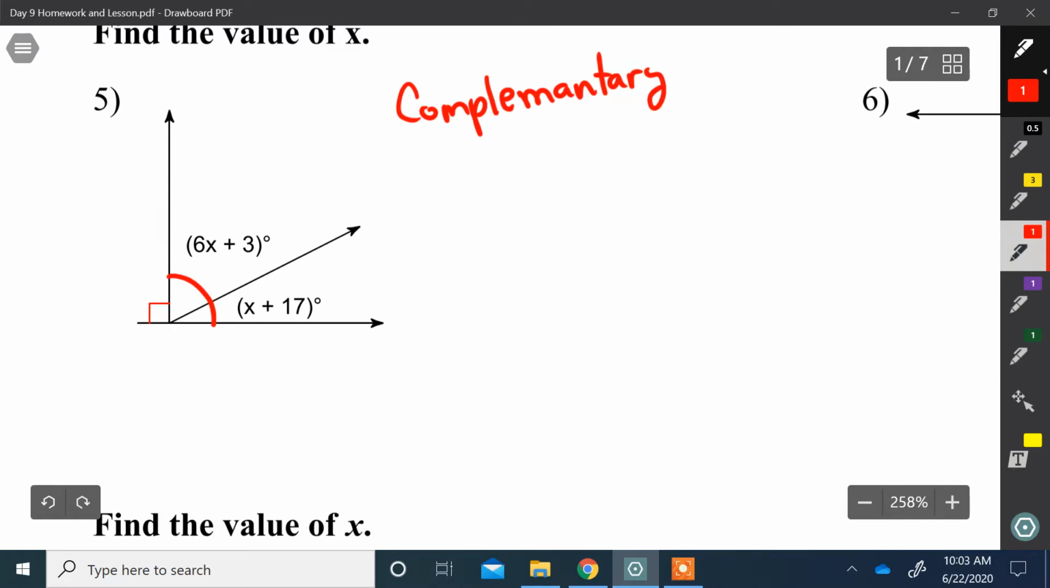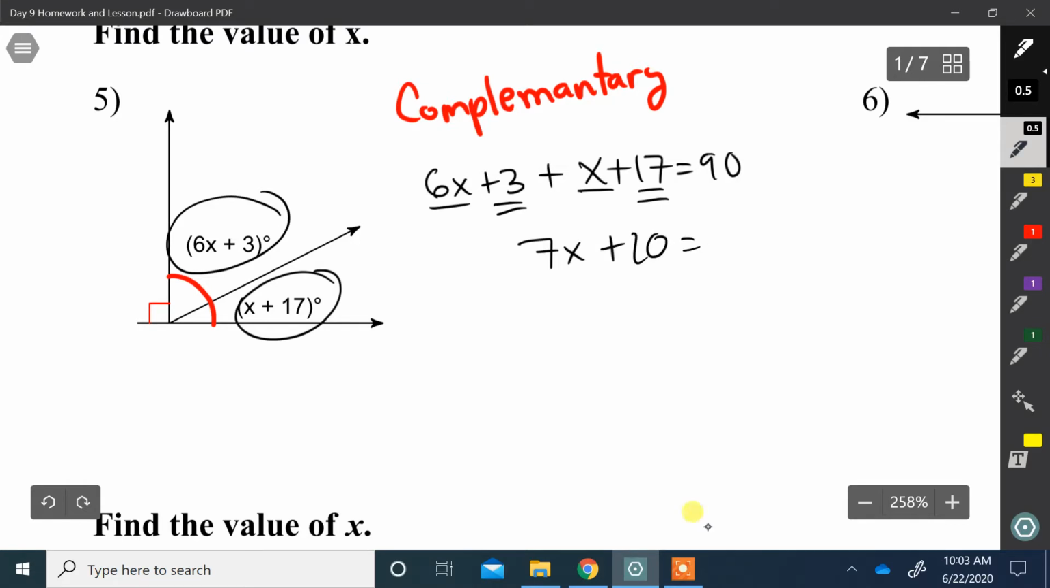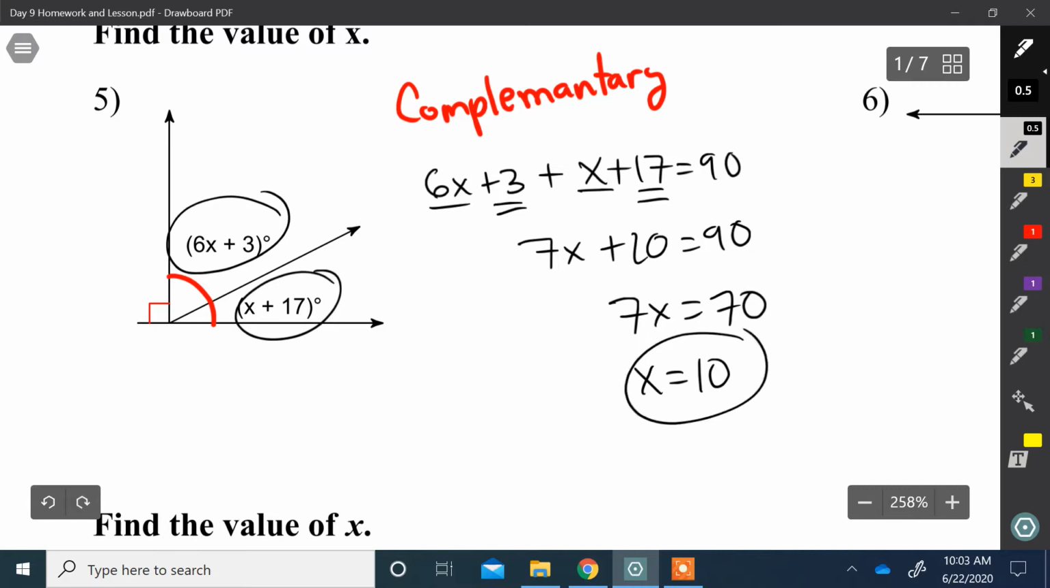Complementary angles are angles that add up to 90 degrees. Okay, so we're gonna take this one here. It's 6x plus 3 plus x plus 17. That has to be 90. 6x plus x is 7x. We got this 3 plus this 17. That's gonna be 20. Okay, subtract 20 on both sides. You get 70. When you divide by 7, you get 10.